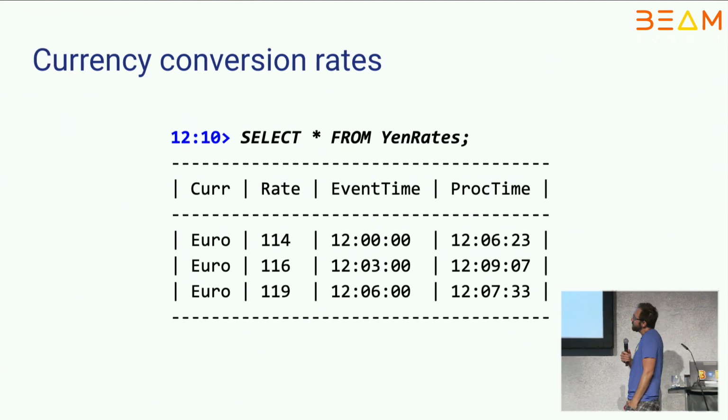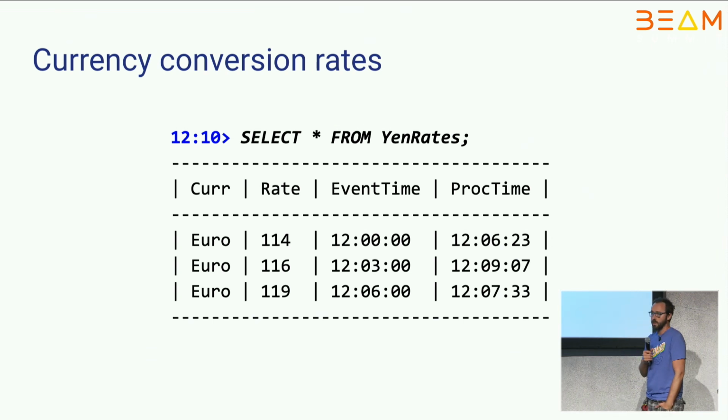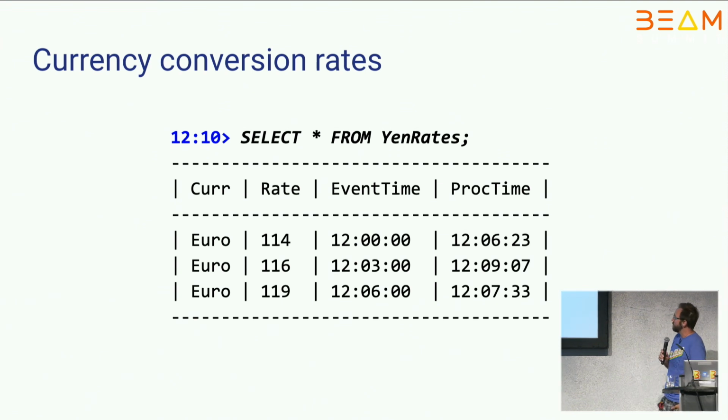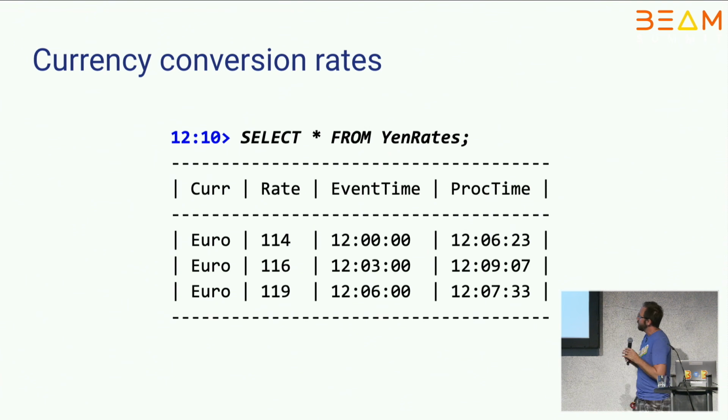So imagine this is roughly what our stream of currency conversion rates looks like. It lists the currency, what the rate is, and for each of them we have an event time, that's the official time at which that currency rate goes into effect. And we also have a processing time, that is when the system learns about this currency conversion rate. And because the world is as it is, these things don't always arrive in order, so we'll see how that complicates things down the road.